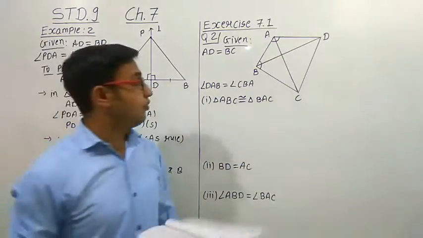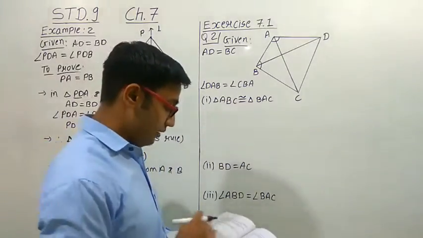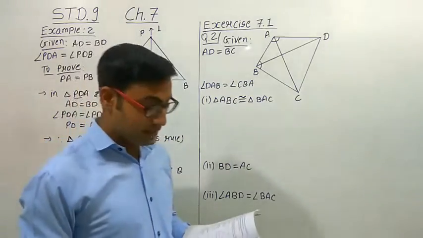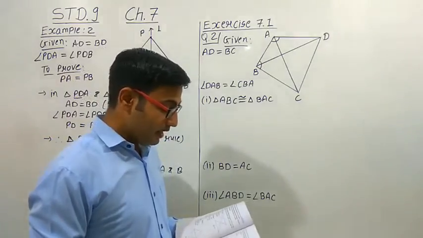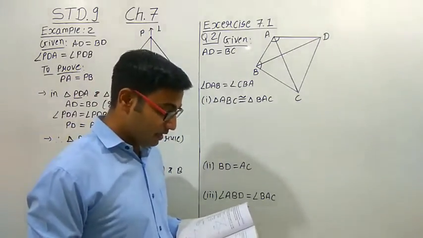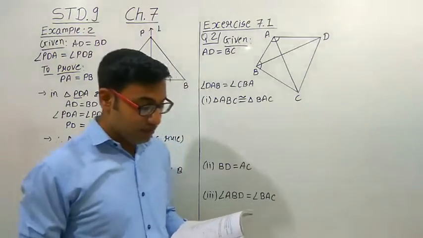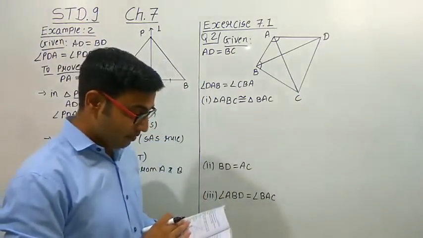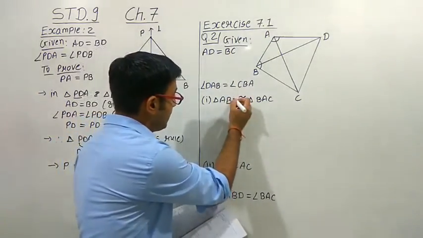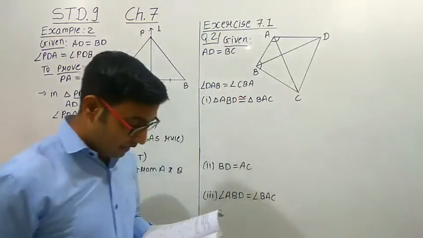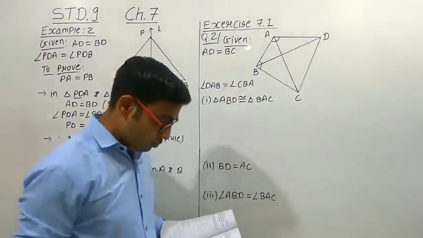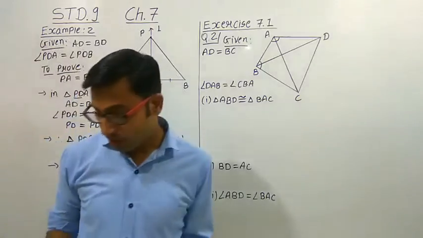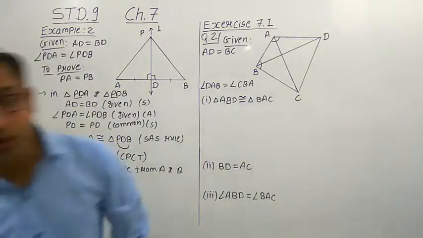Here we are given a diagram of a quadrilateral ABCD. ABCD is a quadrilateral in which AD is equal to BC and angle DAB is equal to angle CBA. Prove that, first, triangle ABD is congruent to triangle BAC. Then BD side is equal to AC side, and angle ABD is equal to angle BAC. These three things we have to prove here.